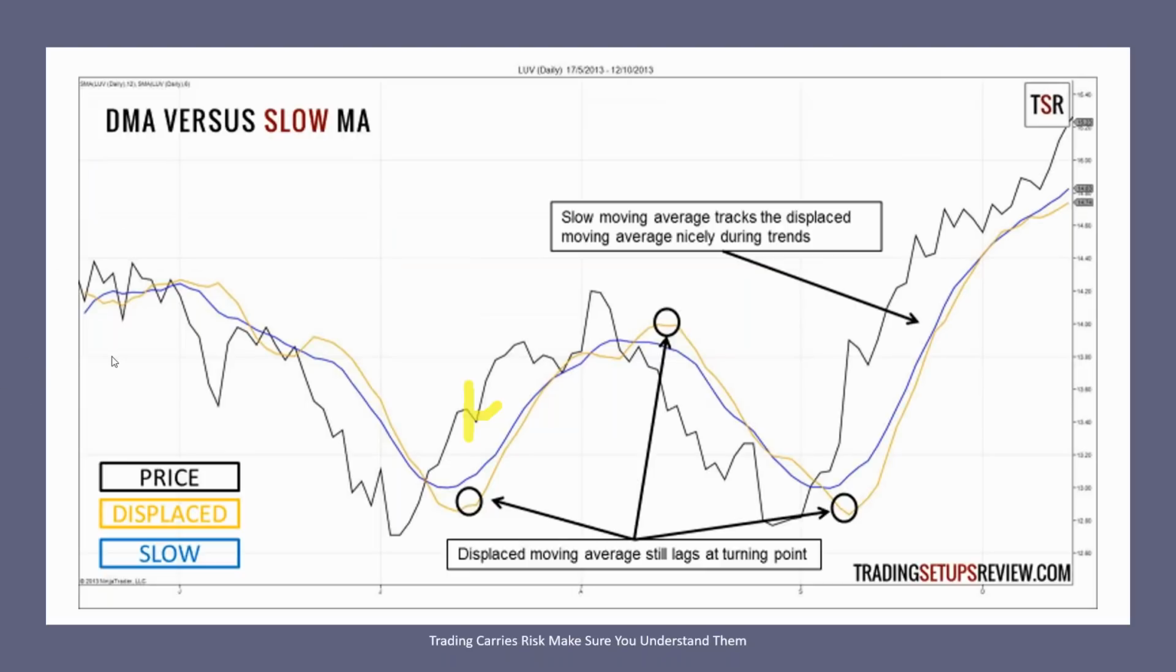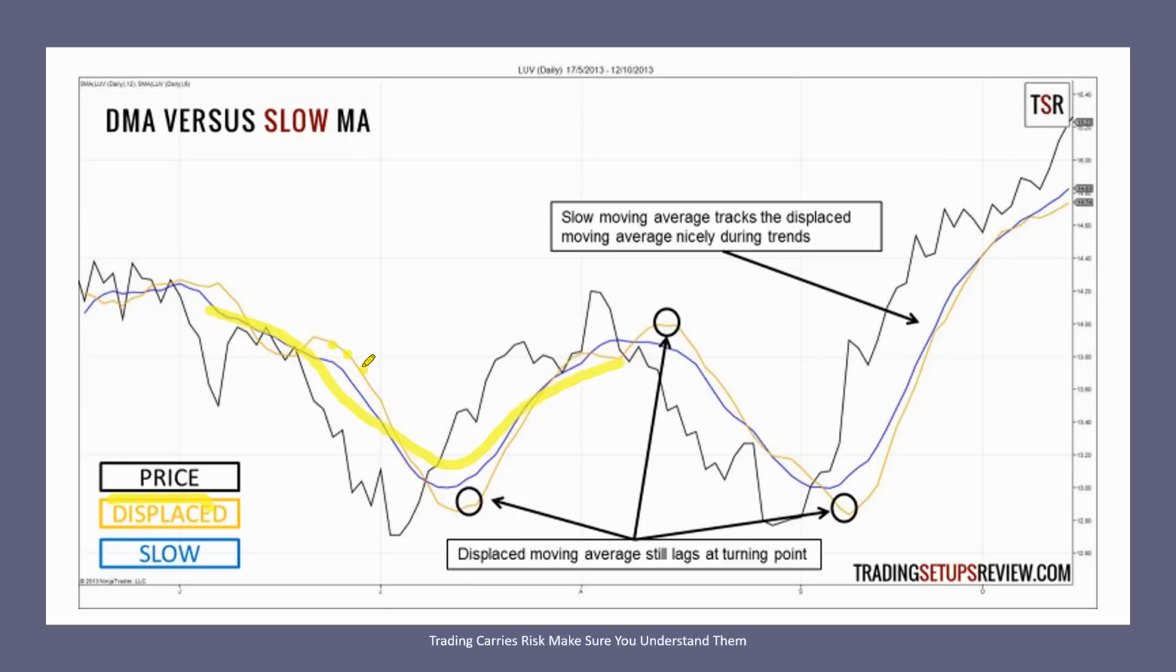So on this chart, what we're looking at on the screen, in the black line, we're seeing actual price. This is a line chart. So the black is the actual price of the asset. The blue line is the moving average calculation of the price. And the gold is simply that same calculation displaced.